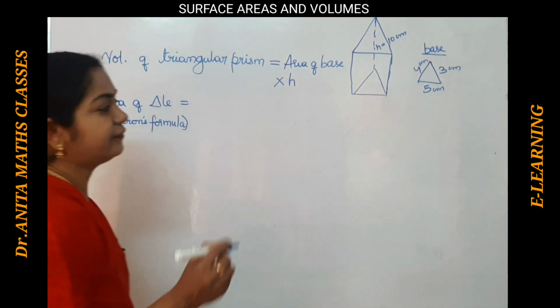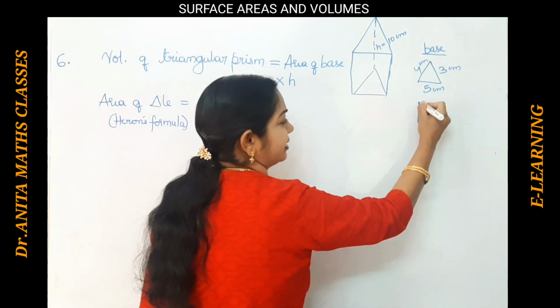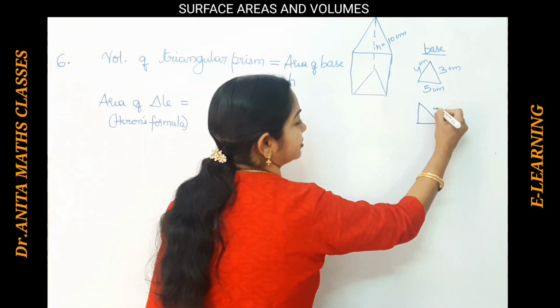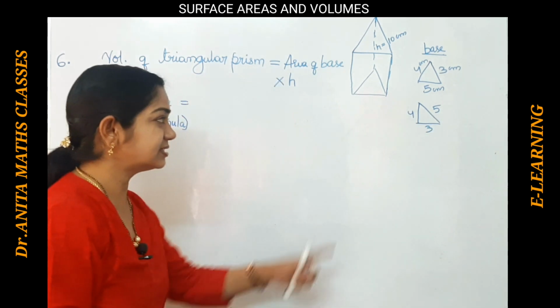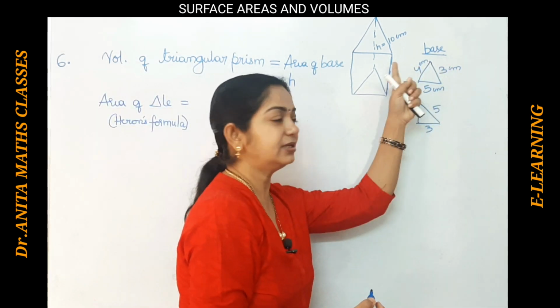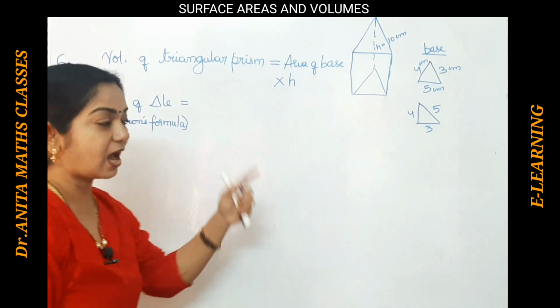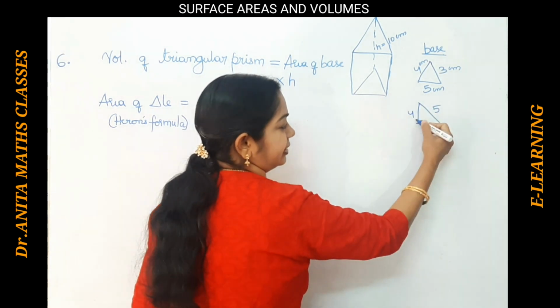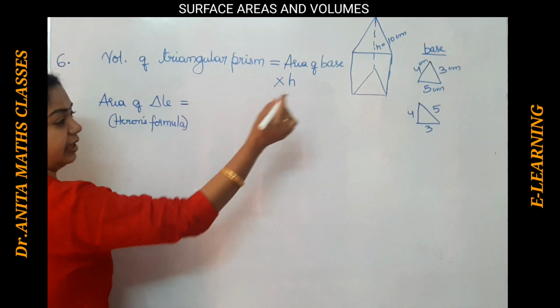Also, if you see clearly, the sides are 3, 4, 5 centimeters. It is a right angle triangle, because this is a Pythagorean triplet. In a right angle triangle we can also use half base into height. So that comes to 6 square centimeters. Likewise we can find the area of the triangle.